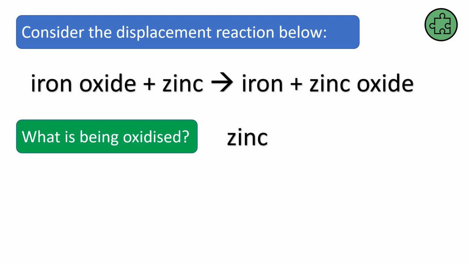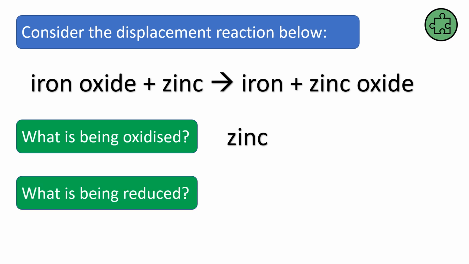So be careful. And what is being reduced? Well, reduction is losing oxygen. What had oxygen at the beginning of the reaction and by the end of the reaction doesn't? Well, it's the iron oxide. Again, it's iron oxide that is losing oxygen. The iron doesn't have any oxygen, so it's the iron oxide that is being reduced, not the iron.